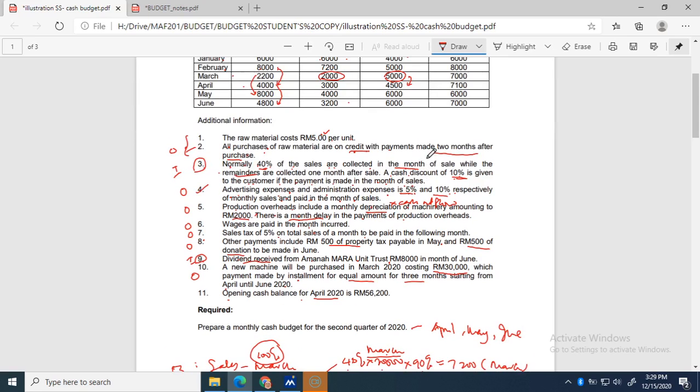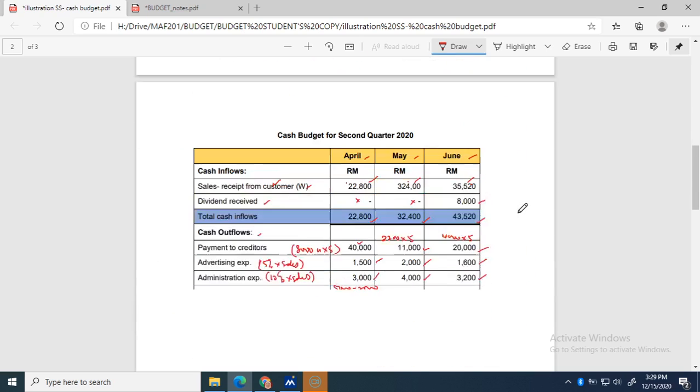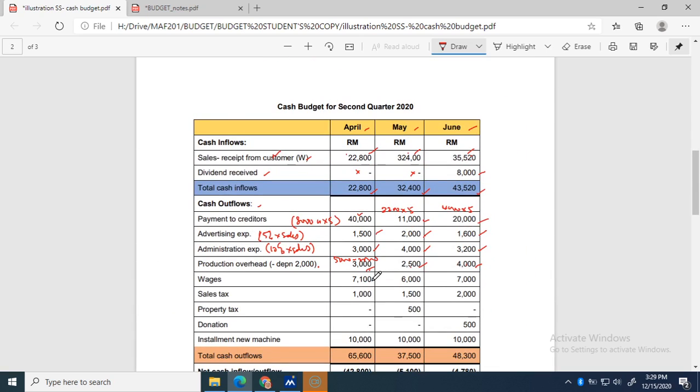Okay, then we refer to the next one, wages paid. Wages are paid in the month incurred. So the month incurred is no problem. So April will pay in April, May in May, June in June. We have April wages 7,100, May wages 6,000, June wages 7,000. So we just pay in the month incurred.